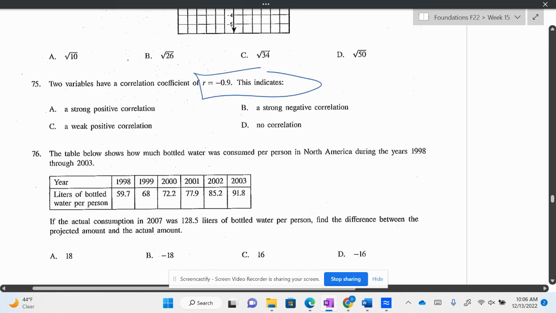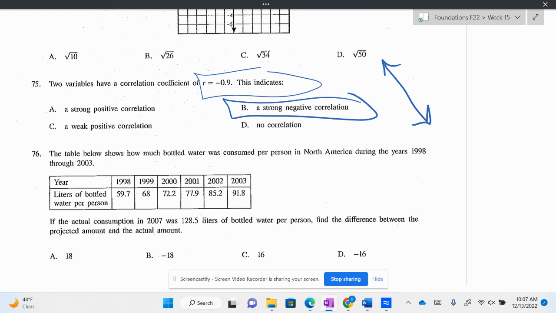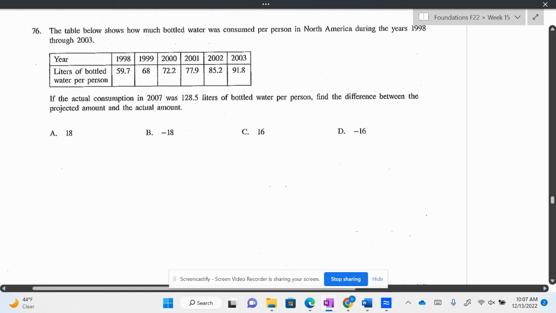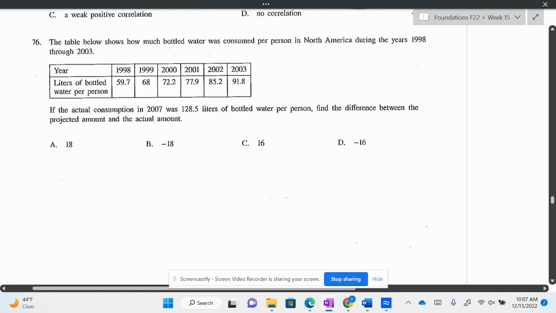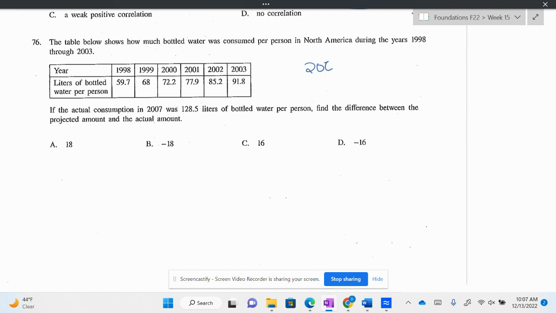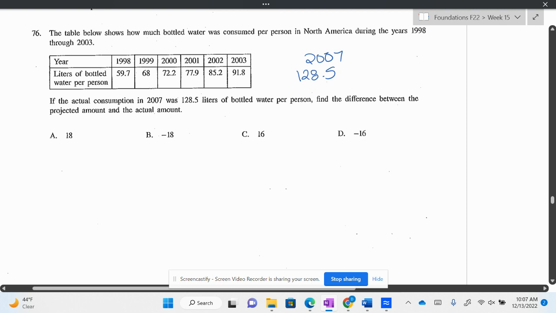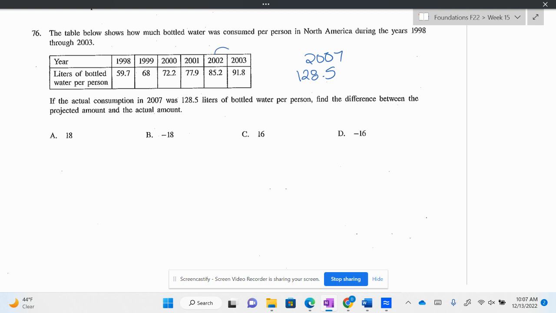This means that it has a negative slope and negative correlation, right? Strong negative correlation. The table below shows how much bottled water was consumed per person in North America during 1998. If the actual consumption in 2007 was 128.5 liters per person, find the difference between the projected and the actual. Okay, so that means that we need to come up with our slope.